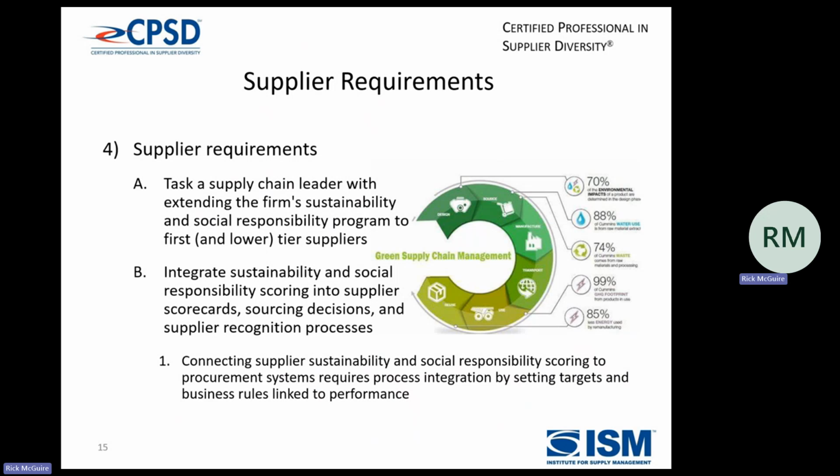Supplier requirements. Task supply chain leader with extending the firm's sustainability and social responsibility programs to the first tier suppliers, maybe below. Integrate sustainability and social responsibility scoring into supplier scorecard, sourcing decisions, and supplier recognition processes. And connecting supplier sustainability and social responsibility scoring to procurement systems requires process integration by setting targets and business rules linked to performance.